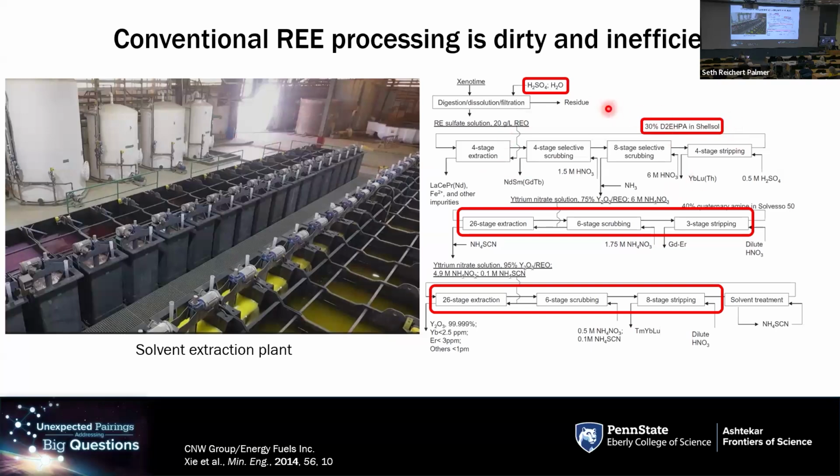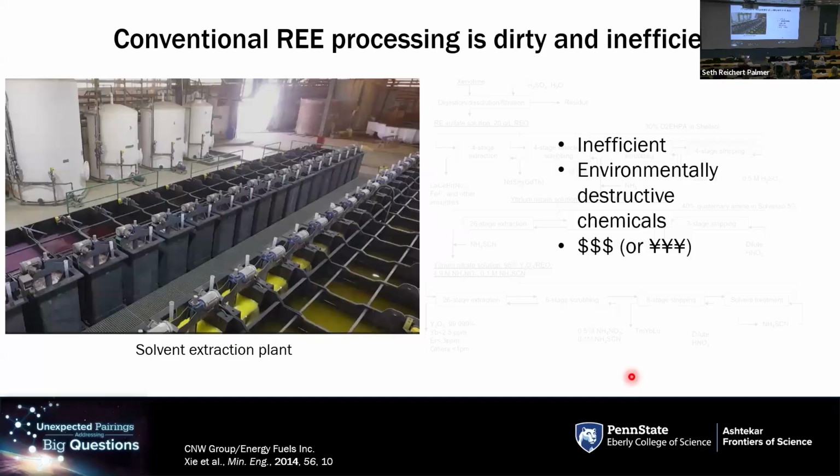So the processing of these elements uses a lot of nasty stuff, and it takes many, many stages, dozens or hundreds of stages. So this is really inefficient. It does work, but it's very inefficient. It uses a lot of just environmentally bad chemicals, and it costs a lot of money to operate these plants. And so I and many other people in this field feel that if the US is going to onshore its production of rare earths, including rare earth magnets, we have to take a fundamentally different approach.